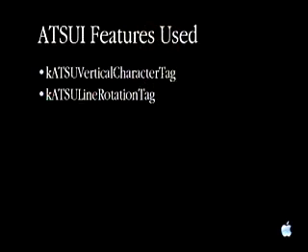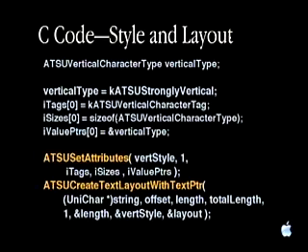Again, the features we're going to use are the vertical character tag, which is a style tag, and the line rotation tag, which is a layout tag. So as usual, we set up a style object. We set the vertical character tag. Now, the vertical character tag can be associated with several values. One of them would be strongly horizontal. Another one would be strongly vertical. In this case, the tag we're specifying is vertical character, and the value is the strongly vertical value. So just specifying the tag doesn't force it to be vertical.